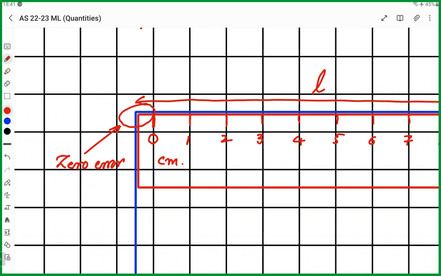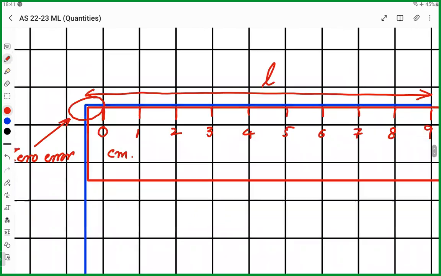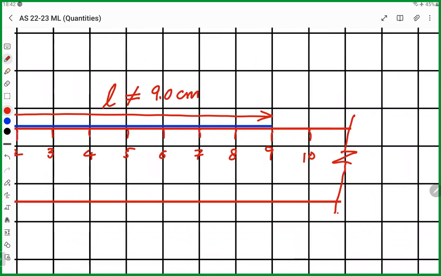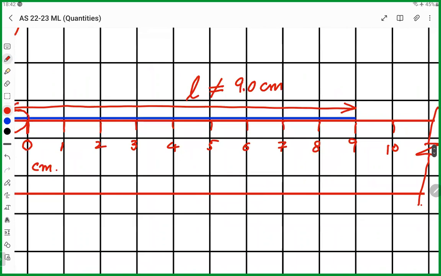The edge of the ruler is not starting from zero. So this measurement is not actually, if somebody thinks that it is equal to 9.0 centimeters, you are wrong. It cannot be 9 centimeters. It is definitely a bit more than that. How much more? This much more.